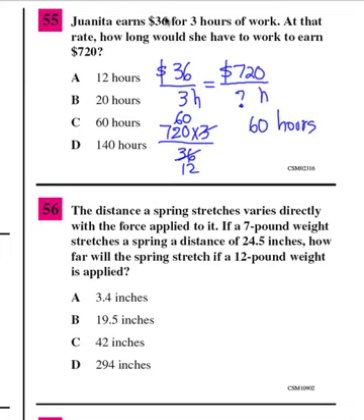She earns $12 an hour. Let's just check. $720. So it is 60 hours. The answer is C.